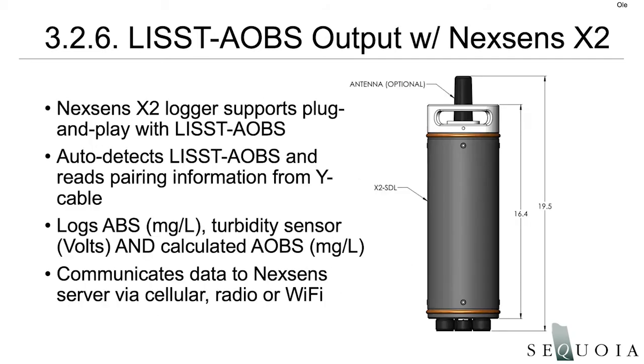Except if you use the Nexsens X2 data logger together with the AOBS. We've worked with Fondriest, so the data loggers from Fondriest, the X2 and X2 STL loggers, support plug and play with the LISST-AOBS. So it will auto-detect the LISST-AOBS and read the pairing information from the Y cable. And then it will log the ABS data in milligrams per liter and the turbidity sensor in volts. And it will then calculate the AOBS concentration based on the pairing information it reads from the Y cable by applying that gamma factor that Wayne has introduced to the turbidity sensor, and then add the ABS concentration.